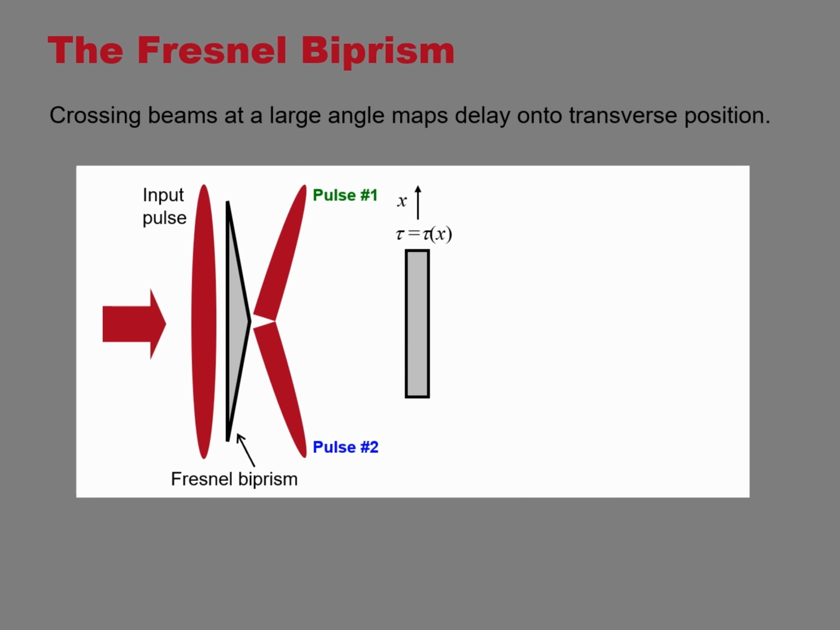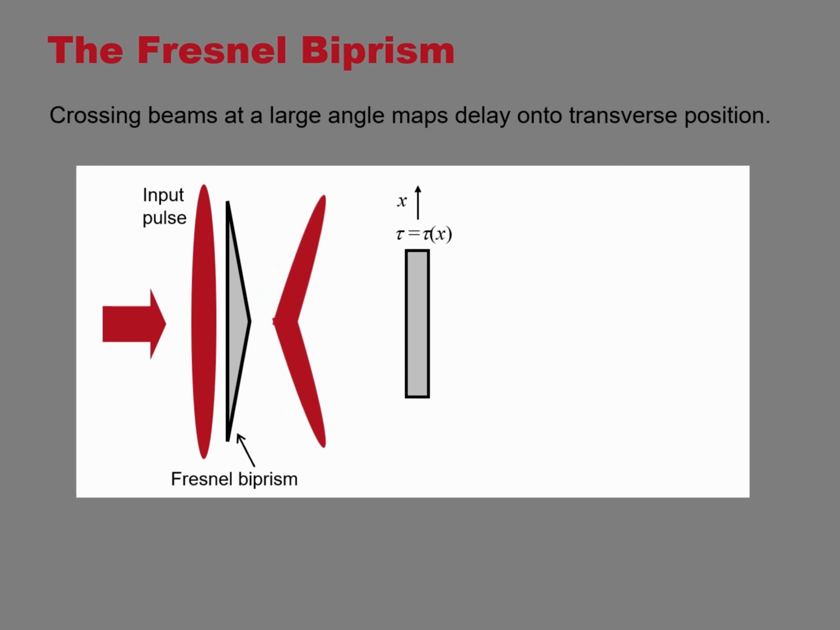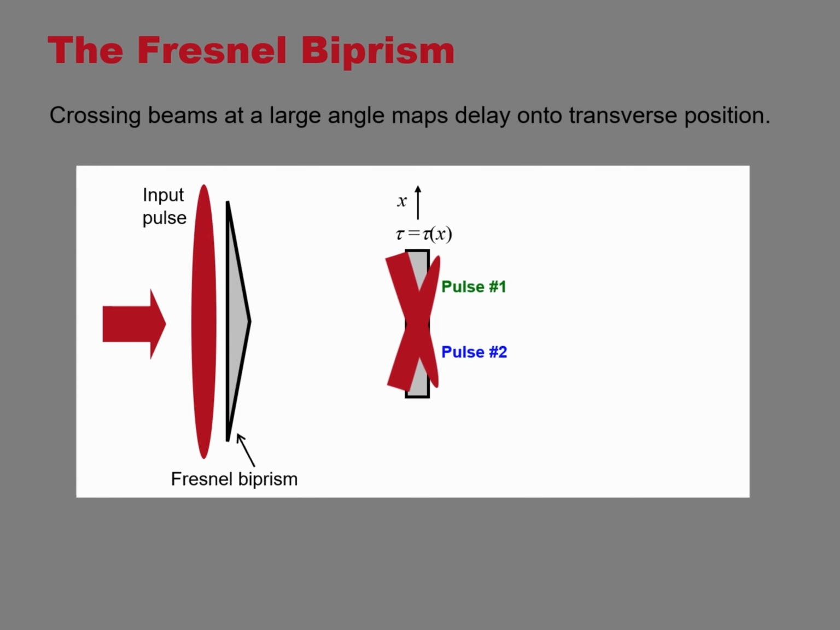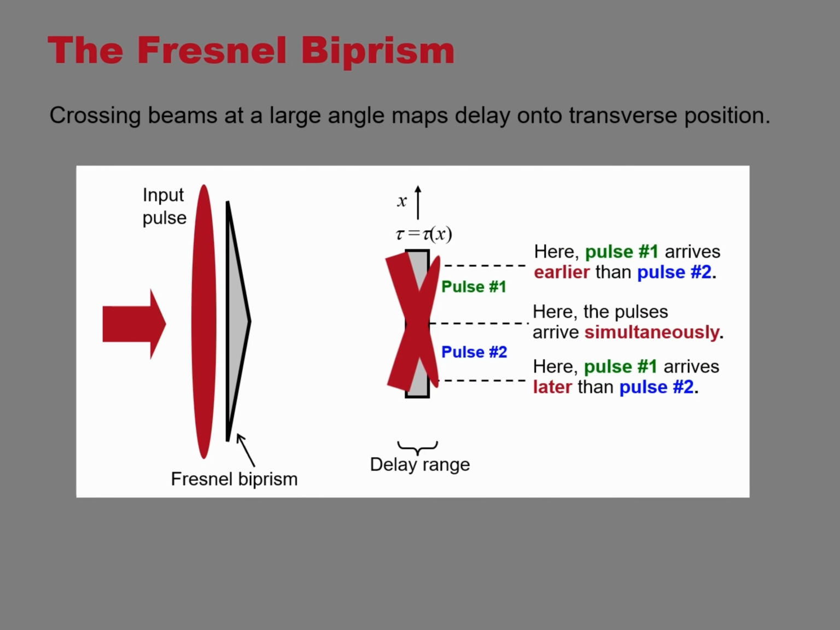How does GRENOUILLE work? GRENOUILLE's Fresnel biprism is simply a prism with an apex angle of about 170 degrees. It splits and crosses the beams in the nonlinear optical crystal. As a result, it maps delay onto transverse position at the crystal. At the top of the crystal, one pulse precedes the other, while at the bottom, the other precedes the one. Simply imaging the crystal onto a camera to the right maps delay onto position at the camera.